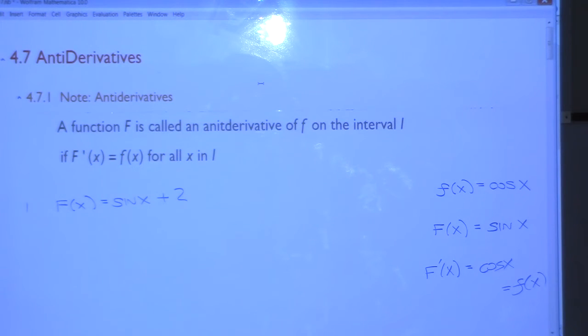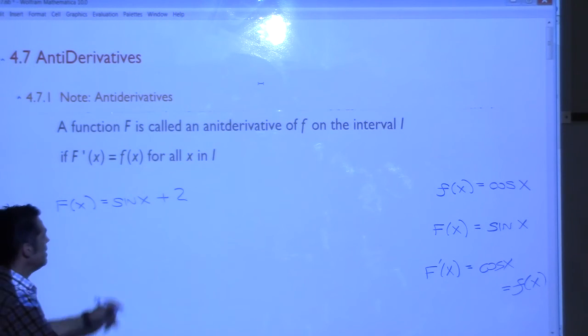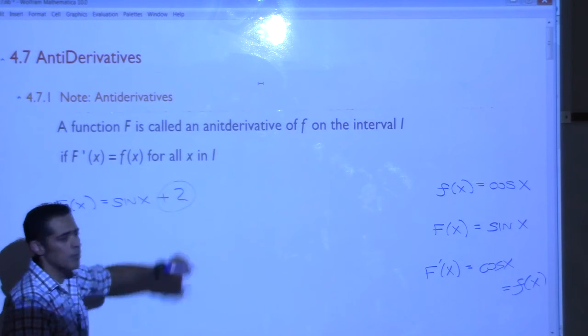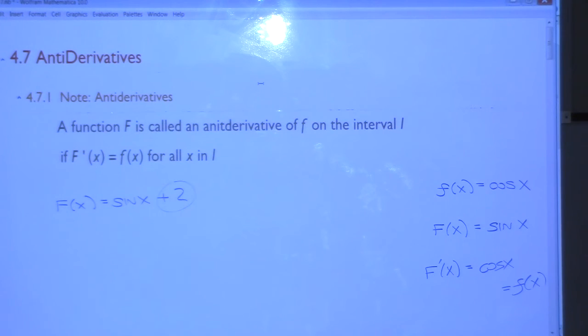So with that argument, we could just keep coming up with examples all day long, couldn't we? Sine x plus 3, sine x plus 4, sine x minus 5, sine x minus a half, right? Any number, we could add any number out here, couldn't we? And we'd still have an antiderivative. And that would work for any function you ever think of. Adding the constant won't change the fact that it's an antiderivative.